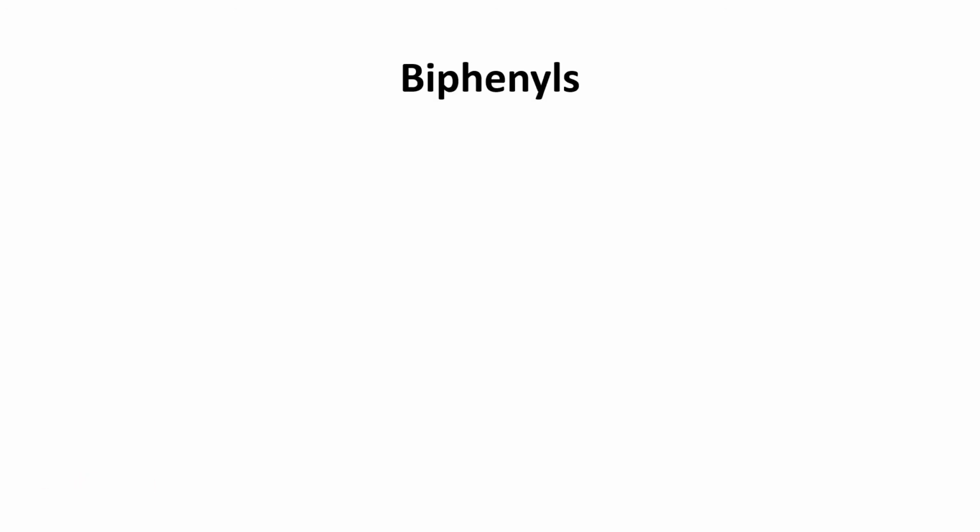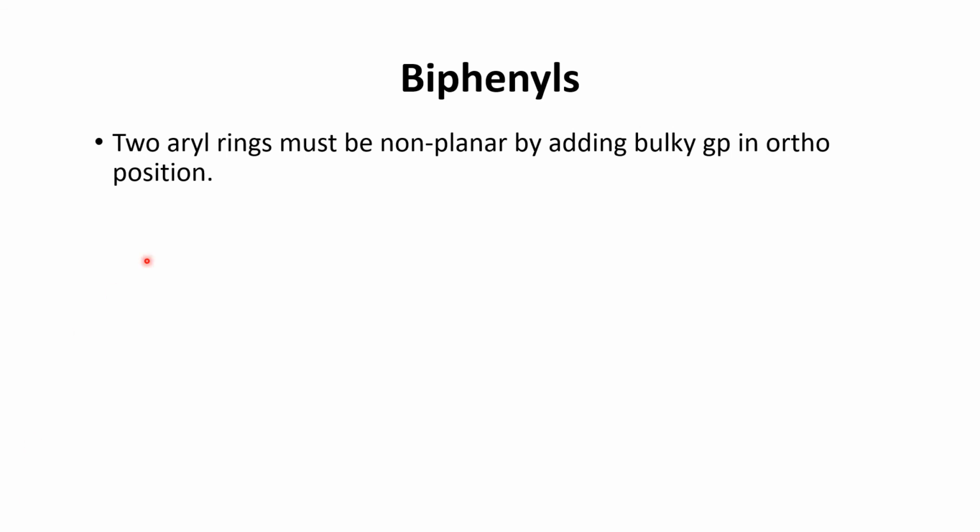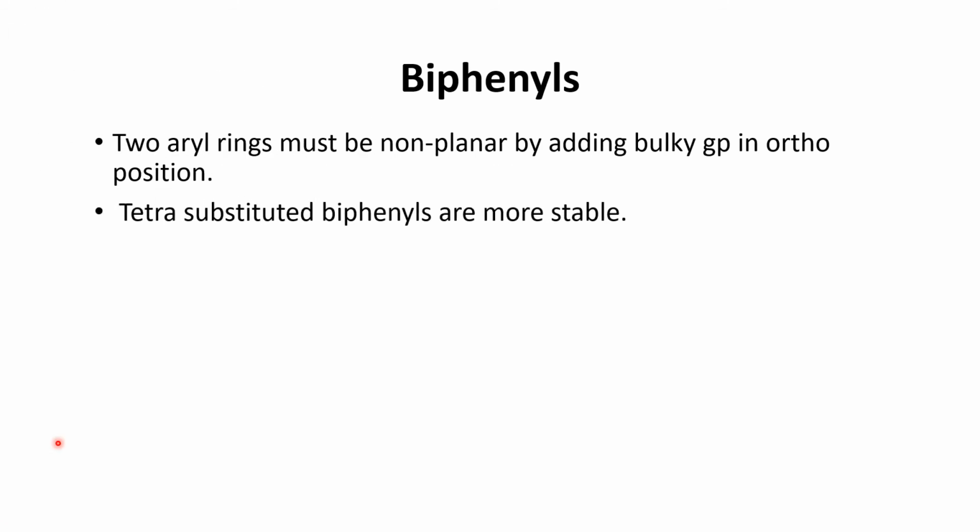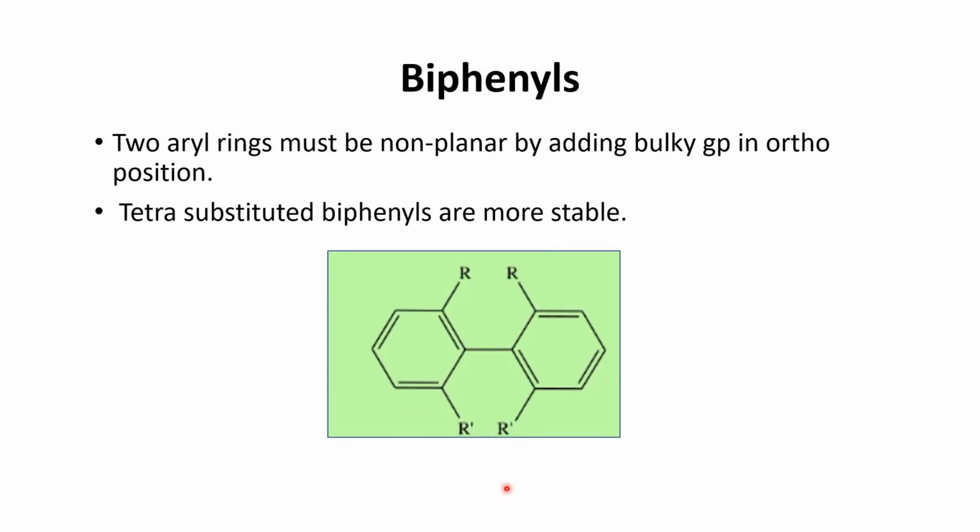That is the way you need to do the spiranes. And for biphenyls, how will it be? Two aryl rings must be non-planar by adding bulky groups in the ortho position. That's why we are saying it is optically active. And not only that, even the tetra-substituted biphenyls are more stable because of the restricted rotation. Why? This bond you cannot rotate easily because of the tetra-substitution, and this restricted rotation we call atropisomerism.